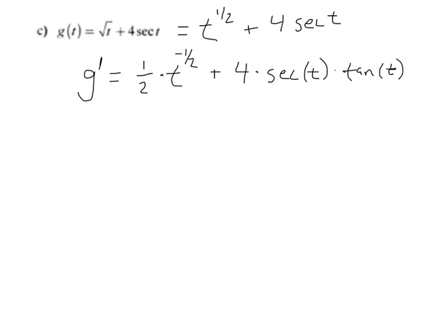Could we simplify this? Sure. This part right here, or I guess this whole part, would be 1 divided by 2 times the square root of t. All of that last part in the denominator. This we can't really simplify that much.